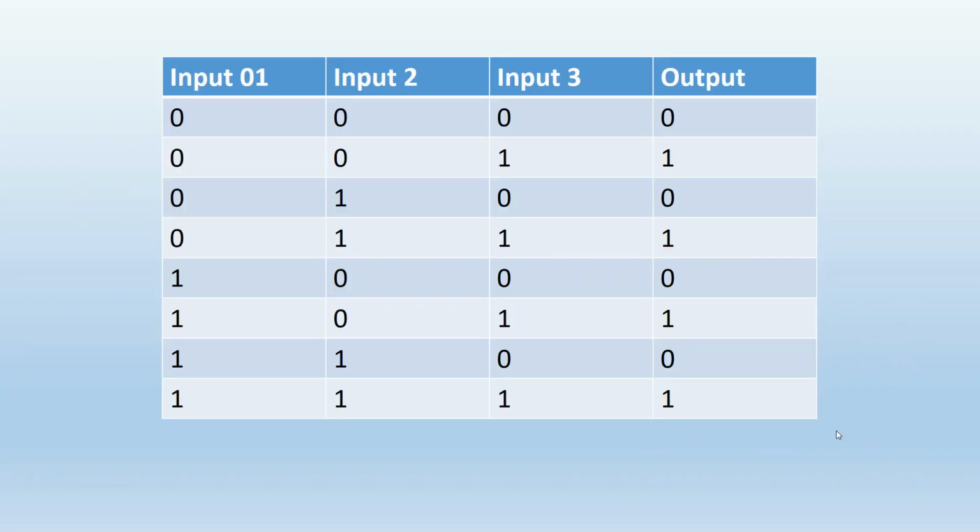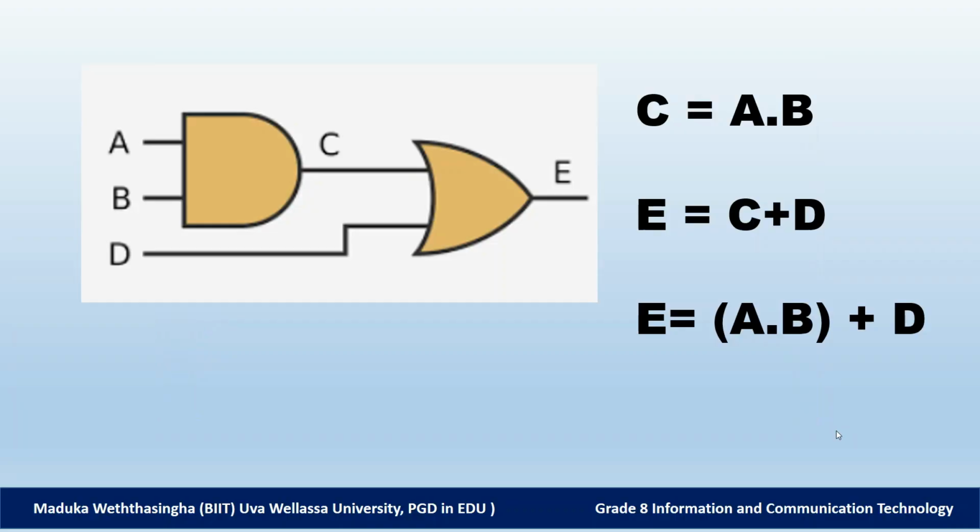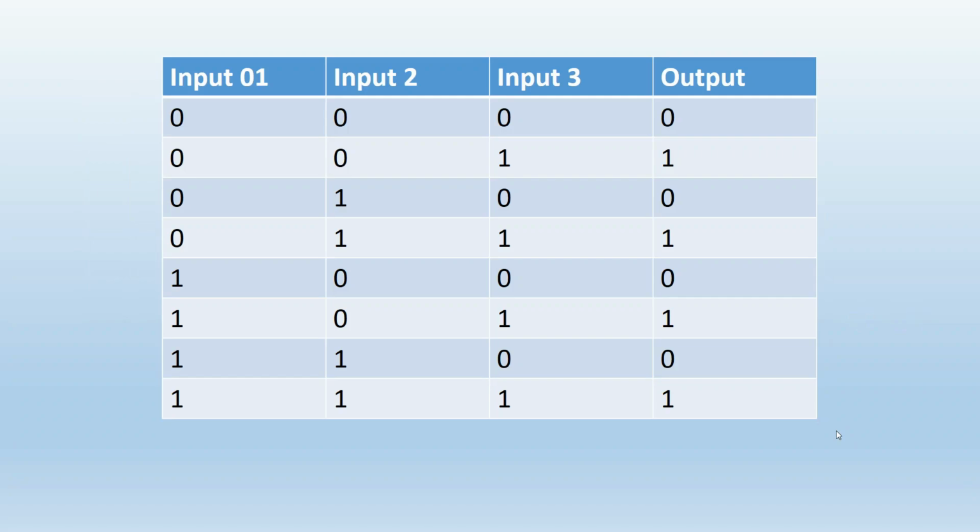This is the truth table. Here there are three inputs. Three inputs mean 2 to the power 3, which is 8. Here we need to consider 8 situations. So this is the truth table. You have to draw this truth table in your notebook, but don't fill the output column. In the next video I'll teach you how to fill this output column by using logic software.